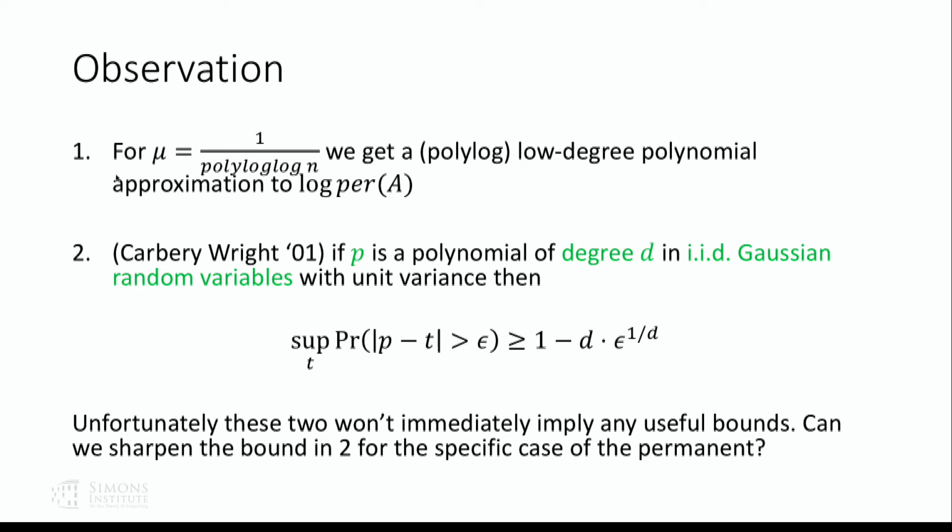So can we somehow combine these two to prove some sort of anti-concentration bound for a random permanent? Unfortunately, D here is the degree of the polynomial, and the anti-concentration probability that we get is 1 minus D times epsilon, the deviation here, to the power 1 over D. Unfortunately, this is not sharp enough to give us any interesting bounds on the anti-concentration, but maybe if we can sharpen this bound for the particular case of the permanent that we have, maybe we get some results.